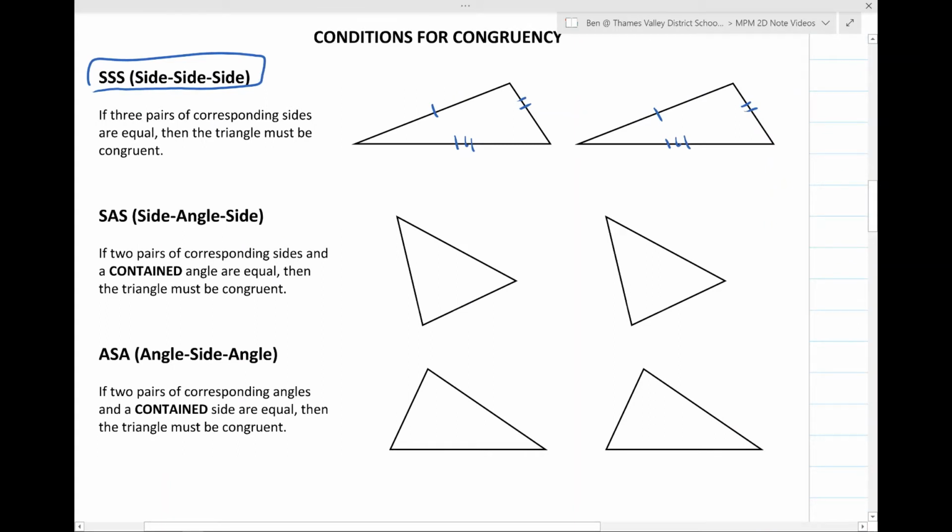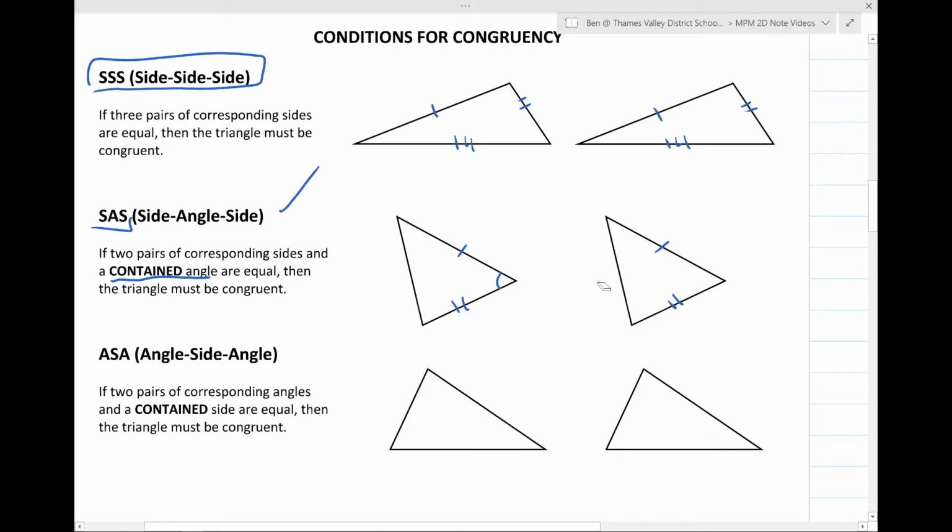Now, otherwise, we can have a side angle side. And in this case, the angle must be contained within the sides. So let's say we have a side here and a side here that are equal, and then we have a pair of sides here and here that are equal. If this internal angle, this inside angle is equal, that's enough.